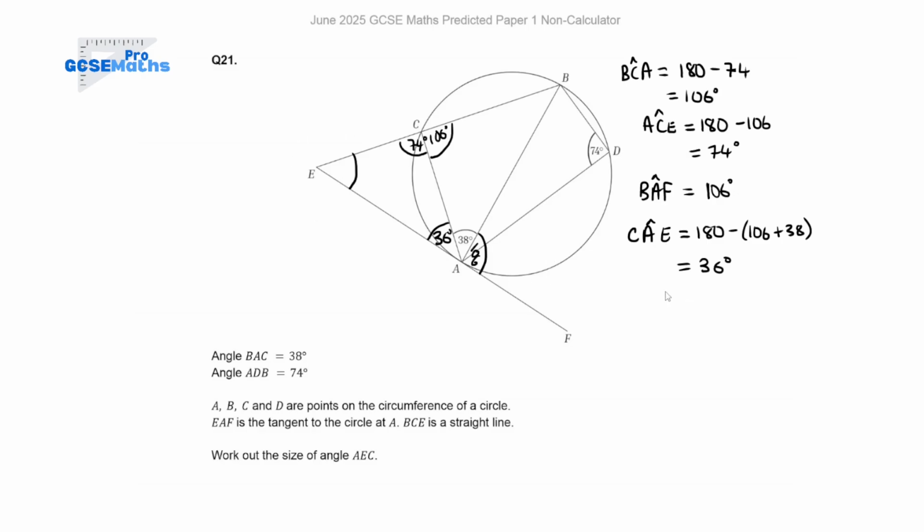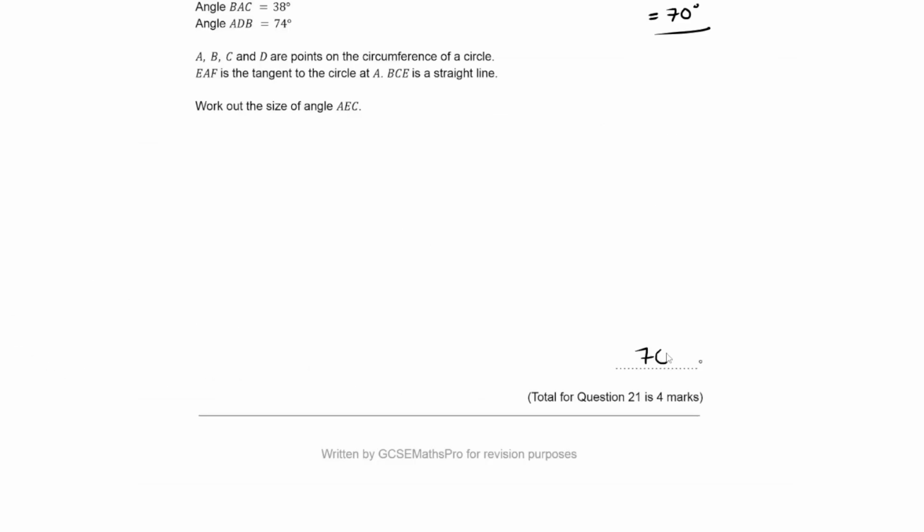Now all I need to do is my last triangle. So the actual one they wanted was AEC, which is then just 180 minus those other two, 36 and 74. So if I add that together, that makes 110, so 70. 70 is your final answer. And that was for 4 marks.